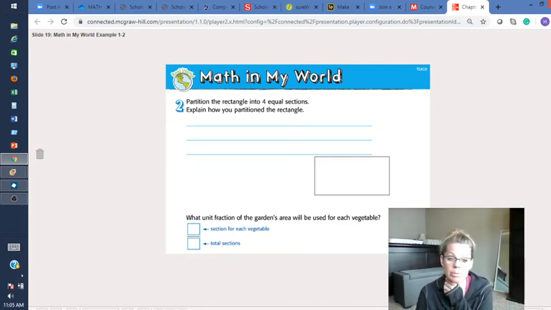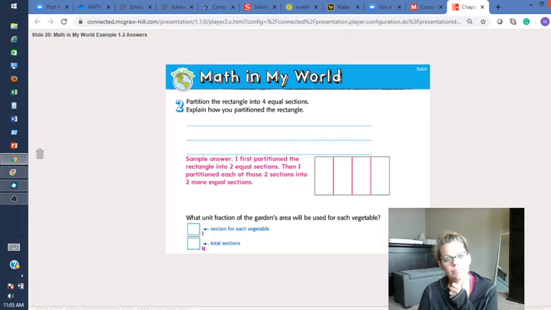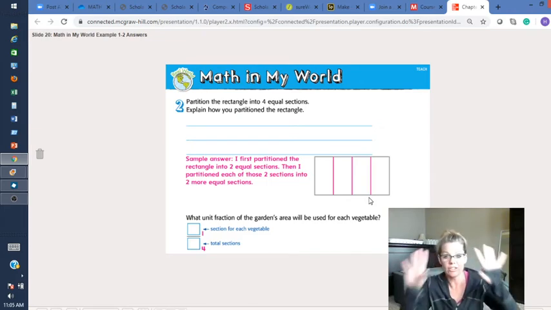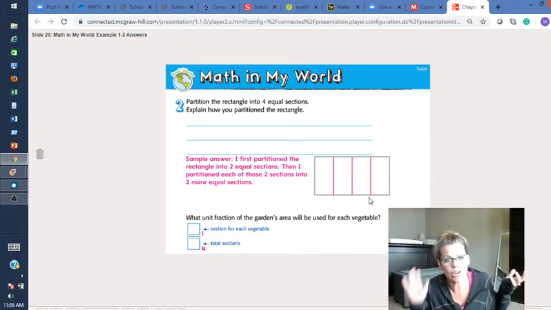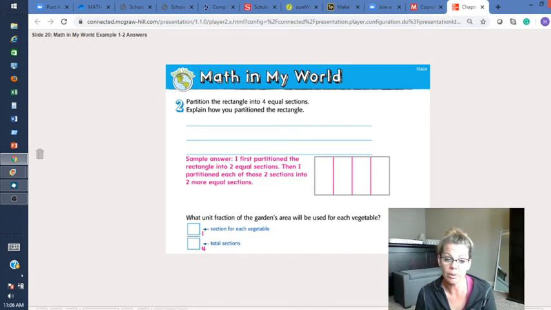I just did it all in one piece because I didn't see the bottom. Okay, you partition the rectangle into 2 equal sections. So you could do that if you wanted to. You could divide it into half and then divide each of those halves into 2, right? So you could have a half and then 2 other halves. Or you know that you can just draw 3 lines to make 4 spots. However you want to do that.